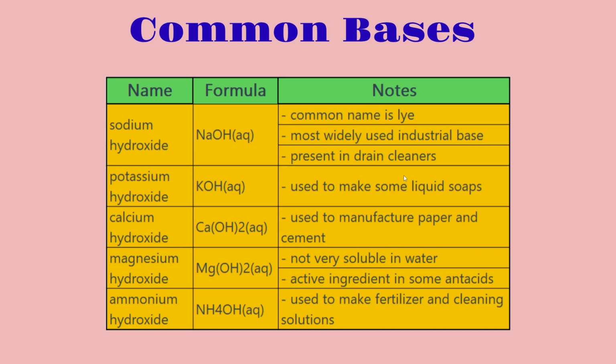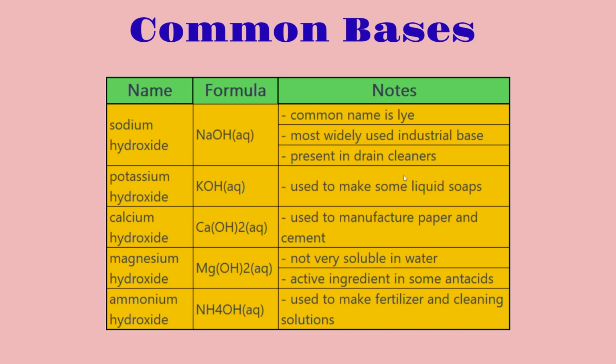And for our next one, we have magnesium hydroxide, which is Mg(OH)2, with 2 hydroxide ions. And for the notes, it's not really soluble inside of water. And for our last one, we have ammonium hydroxide, which is NH4OH, and it's used to make fertilizers and cleaning solutions. So since we can see that there is nitrogen inside of it, and nitrogen is always used by plants, that's why it is used in fertilizer.